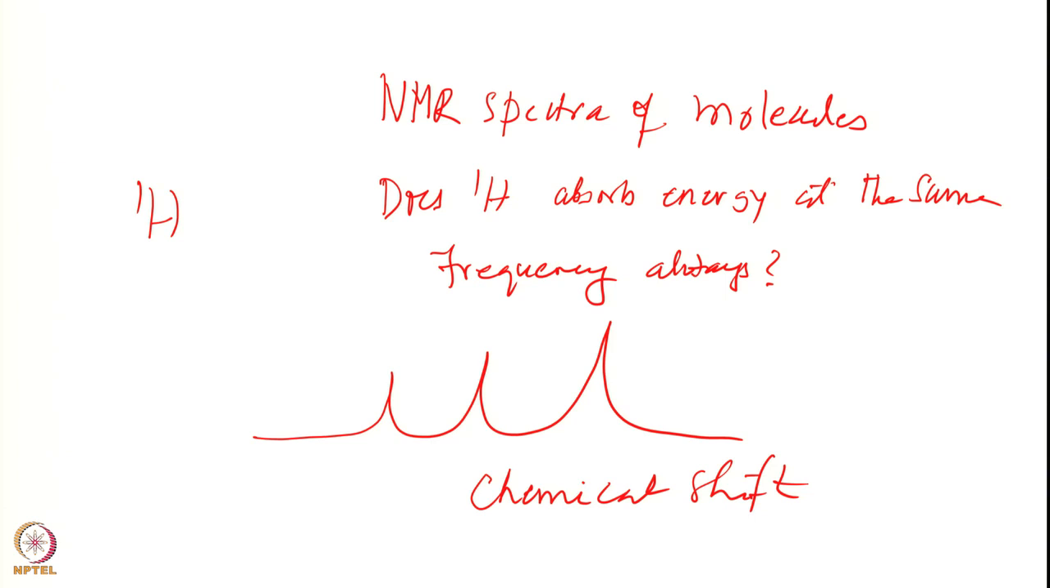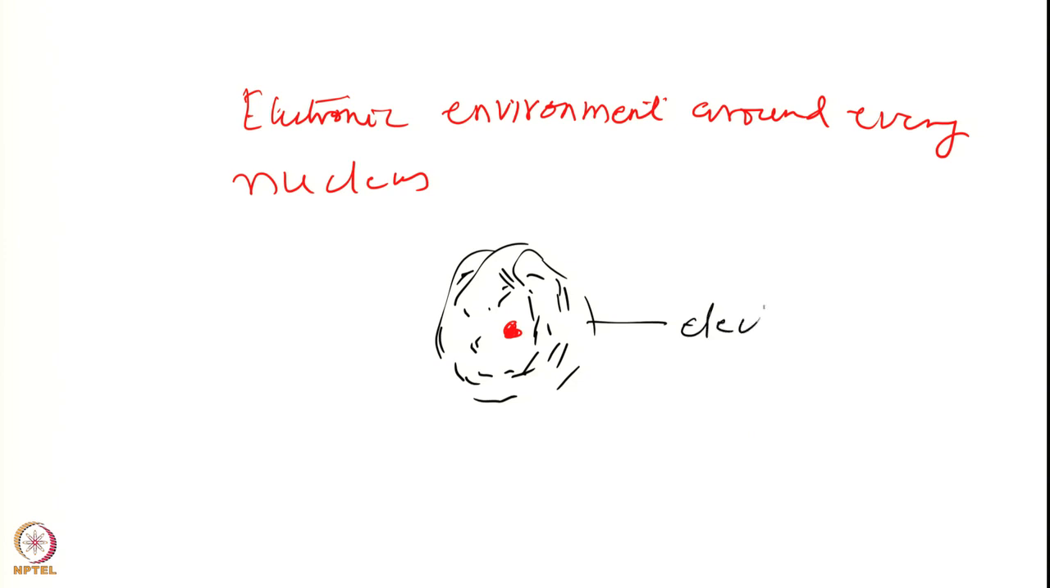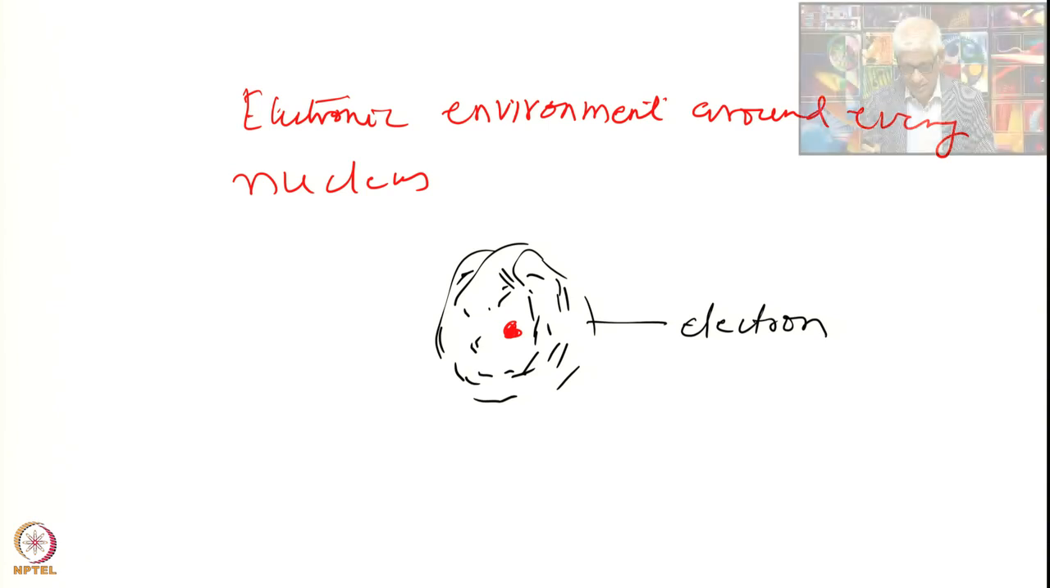Why does this happen? This is because every nucleus has electrons around it. If I take a molecule, there are various electron clouds, various bonds and various structures. So there is an electronic environment around every nucleus. Suppose I draw the nucleus here and put a lot of dots around it. What is this? This is the electron cloud around the nucleus.